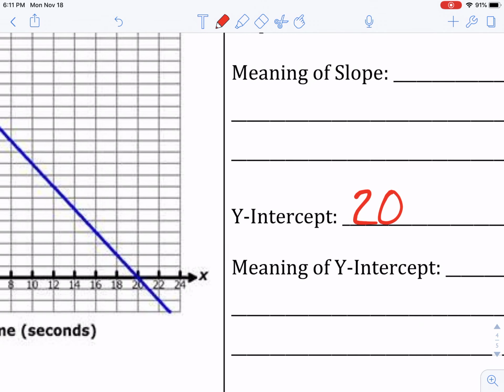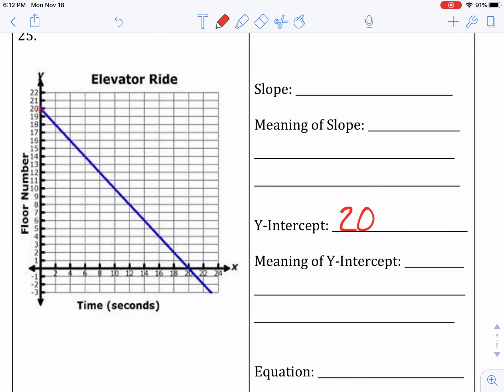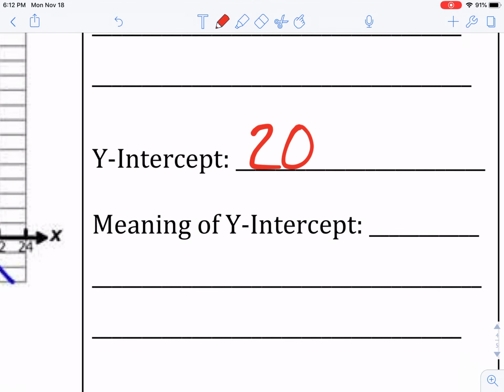And the meaning of the y-intercept is very similar in all of these, but the first thing, you have to have context for the problem. So it says the floor number, and it says time in seconds, and we're talking about an elevator ride. So based on the context of what I know from the title of the graph, from the title of the y-axis, and the title of the x-axis, the y-intercept means that we start on the 20th floor.